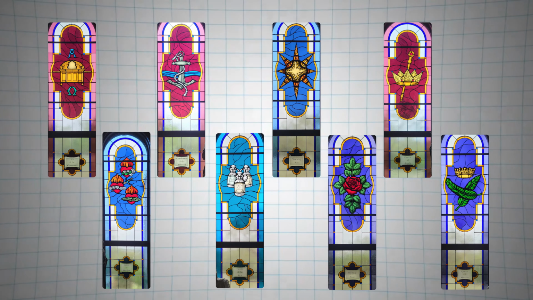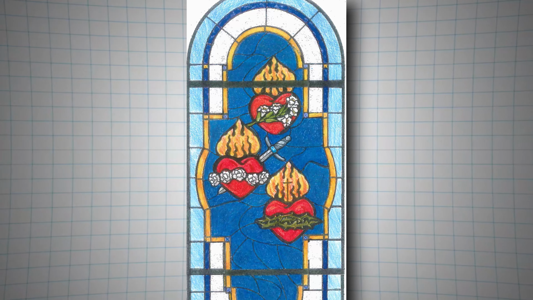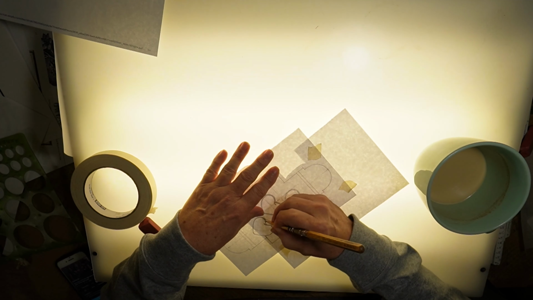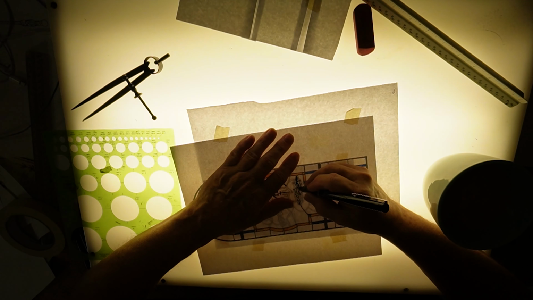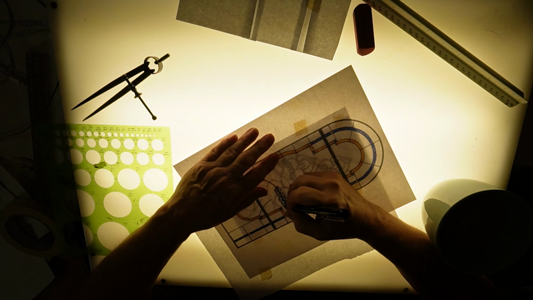The design stage begins with understanding what the client wants. For this project, we needed to design 16 windows, 12 of which represent the titles of the Virgin Mary. In this window's case, the title Cause of Our Joy is rooted in prayer and devotion, and our goal is to translate that theology into visual form. Early sketches and concept drawings allow us to explore those ideas and refine them in collaboration with church leadership, ensuring the design aligns with both theology and the character of the sacred space.